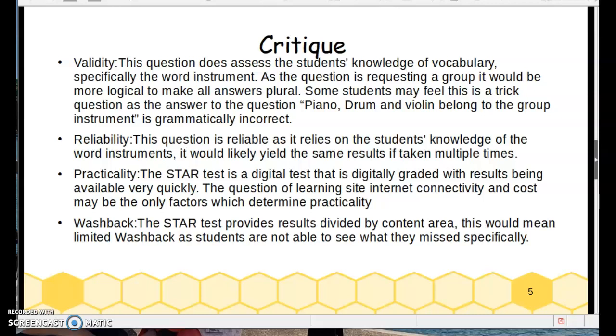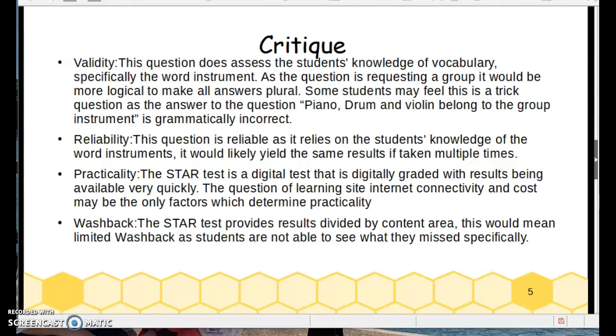The STAR test is a digital test and digitally graded. The results are available very quickly. So it is practical, but some learning sites may not have internet connectivity, and I'm unable to find specific costs for the STAR test. So practicality would vary based on the learning site.